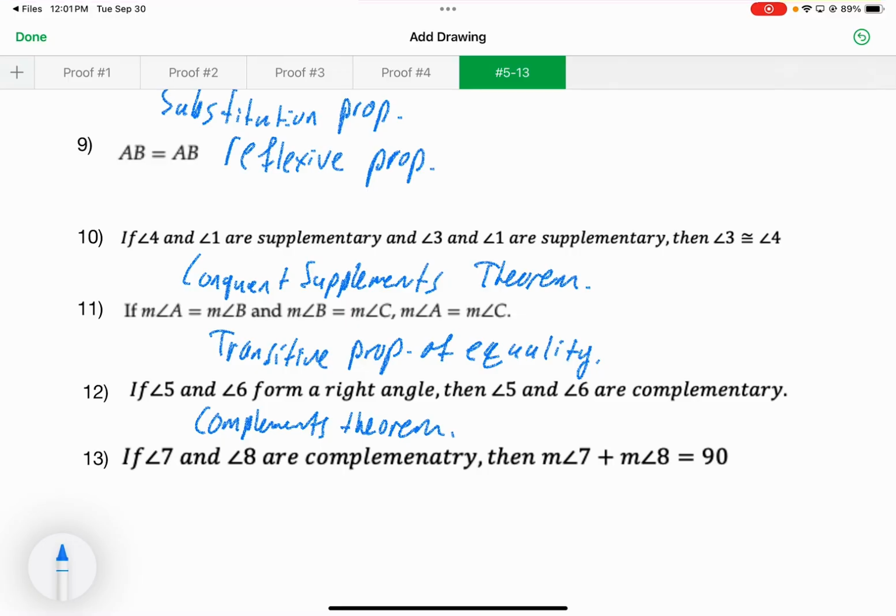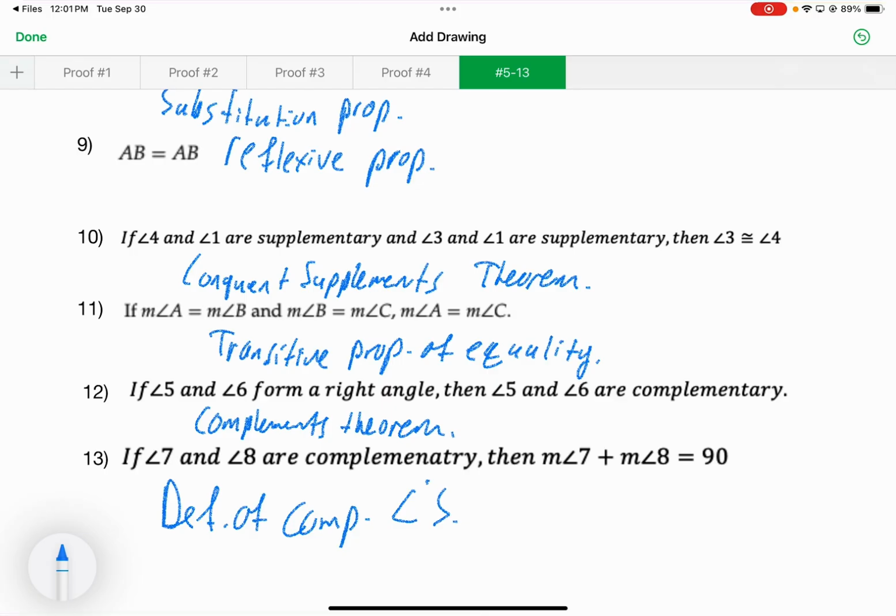Complements theorem would be if 2 angles form a right angle, then they're complementary. Supplements theorem would be if 2 angles form a linear pair, then they're supplementary. All right, if 7 and 8 are complementary, then 7 plus 8 is 90. In light of what I just said, it is definition of complementary angles. We're done. It was long.